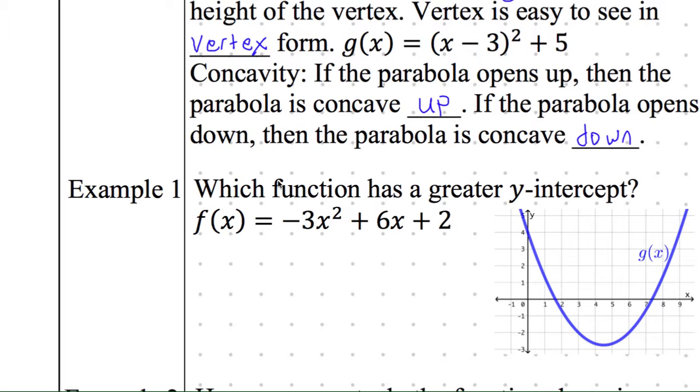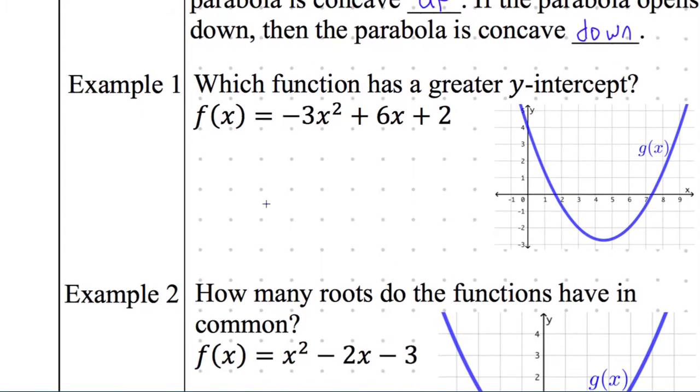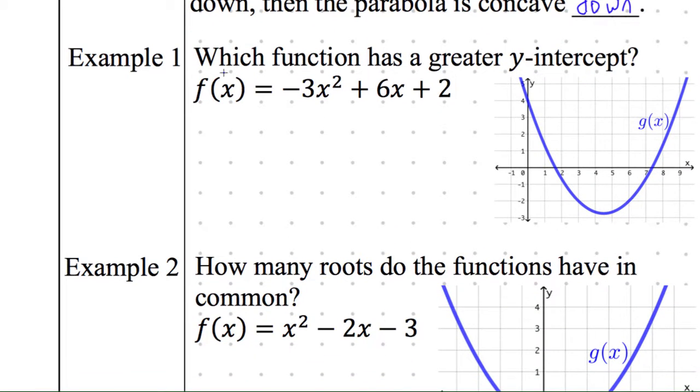Which function has a greater y-intercept? Oh, y-intercept. We just learned that word again because Mr. Sindel reviewed it with us. There's an f of x function, that's an equation, and then there's a g of x function, which is a shape, a graph. So you need to compare one function, then the other function. What is the y-intercept of each of them?